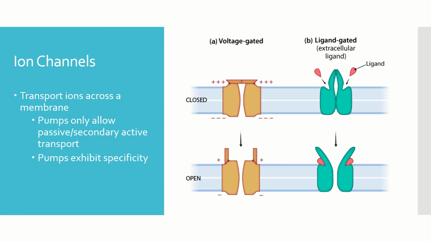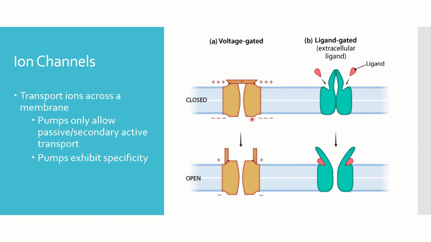We've seen these before, but just so we can refresh our memory, we have ion channels that are going to help us propagate signals. Their job is to transport ions across a membrane, so they're not having to just diffuse on their own. It goes a little bit faster when they have this channel open and available to them. We have channels and we have pumps. Pumps, of course, are only going to allow passive or secondary active transport, and these ion channels and pumps all exhibit specificity, meaning that they're hyperspecific as to what kind of ion they can let through. So for example, let's start with a voltage-gated ion channel.